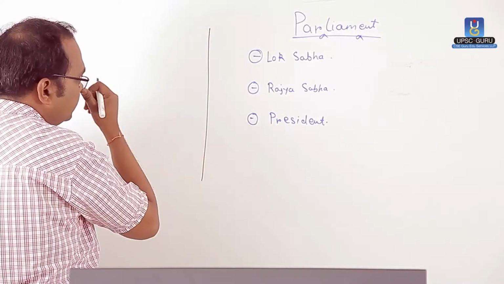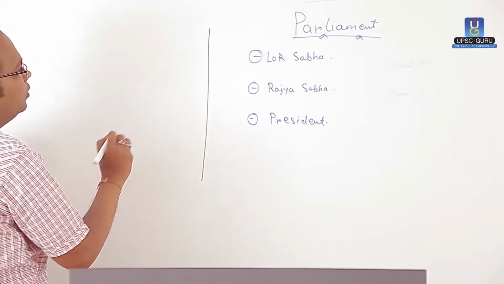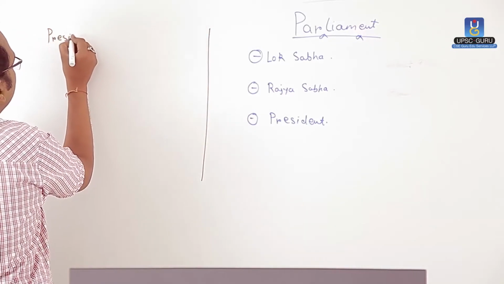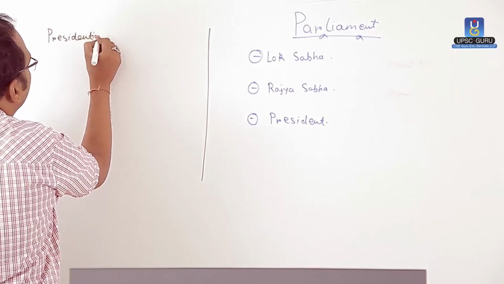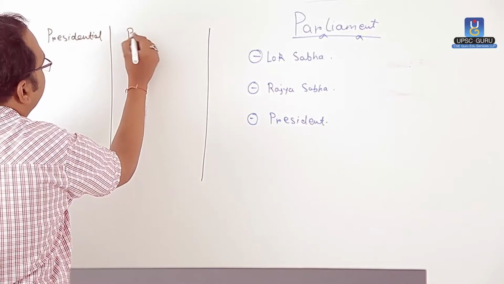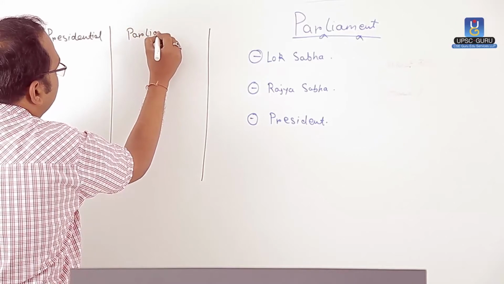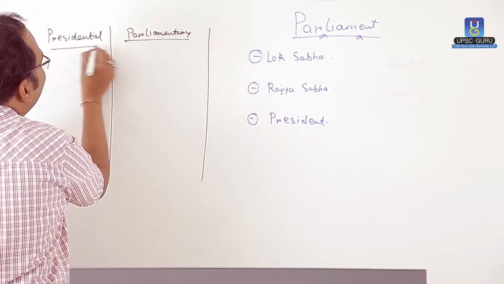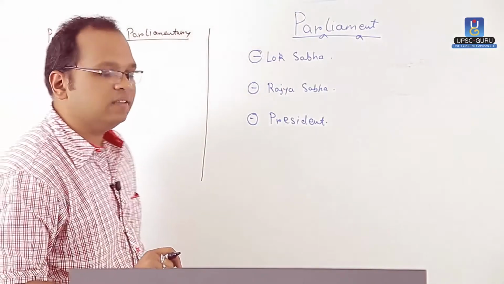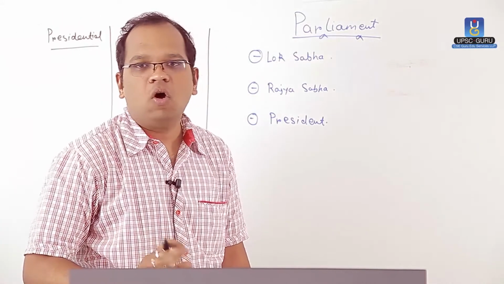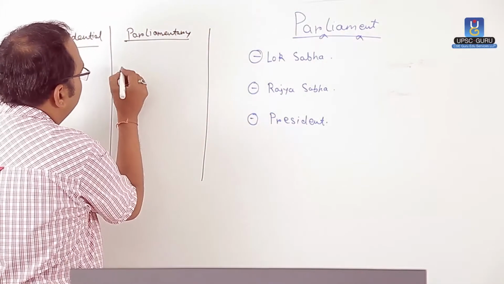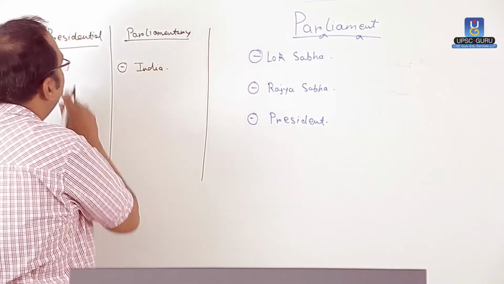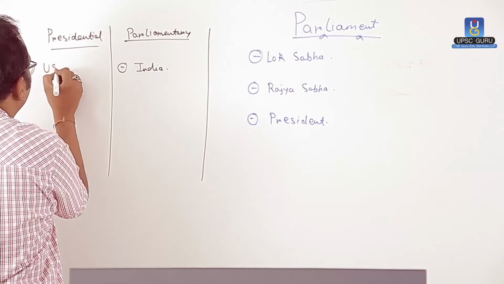There are two types of government: one is presidential and another is parliamentary. Now, what is the difference between presidential and parliamentary? All of us know that an example of the parliamentary system is India, and the presidential is the USA.